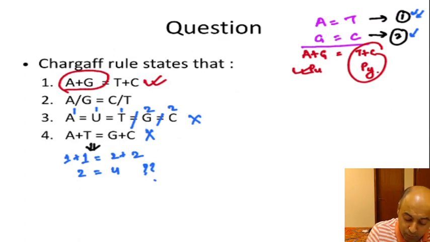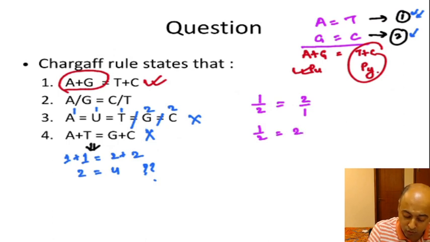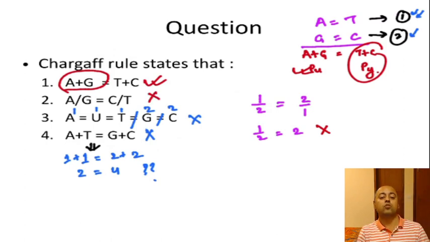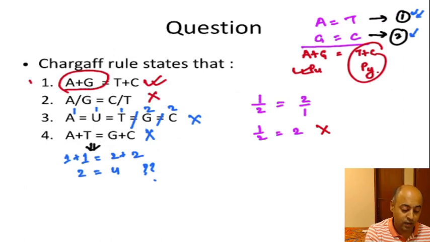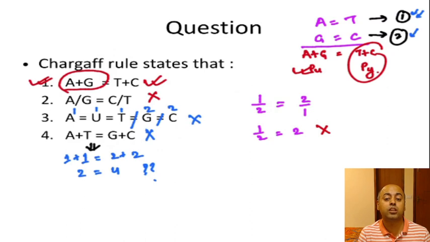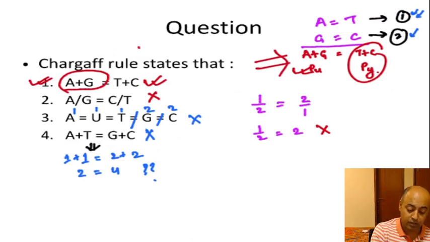Let's look at A upon G. A is 1, G is 2. And then C upon T. So what the question is trying to tell us is 1 upon 2 is equal to 2. Is this true or false? This is definitely wrong. So option 2 is also wrong. We already said that option 1 is correct. Why? Because purine is equal to pyrimidine. Purines are A plus G, pyrimidines are T plus C. We have just calculated that the amount of purine is equal to the amount of pyrimidine in double-stranded DNA.